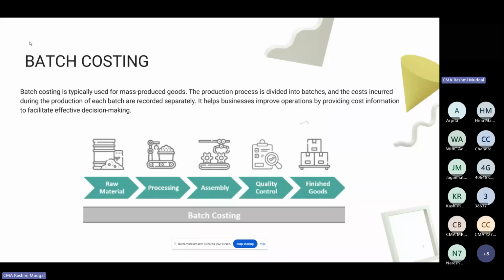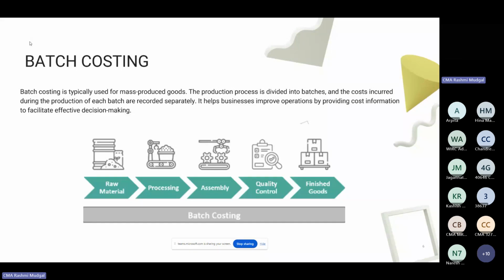So the production process is divided into batches, and the costs incurred during the production of each batch are recorded separately. In every batch, we see how many labor hours have been taken, how much raw material has been used, and how much electricity and consumables have been consumed. We divide it by the quantity produced in one batch, so that we can calculate the cost of the product per unit in one batch.